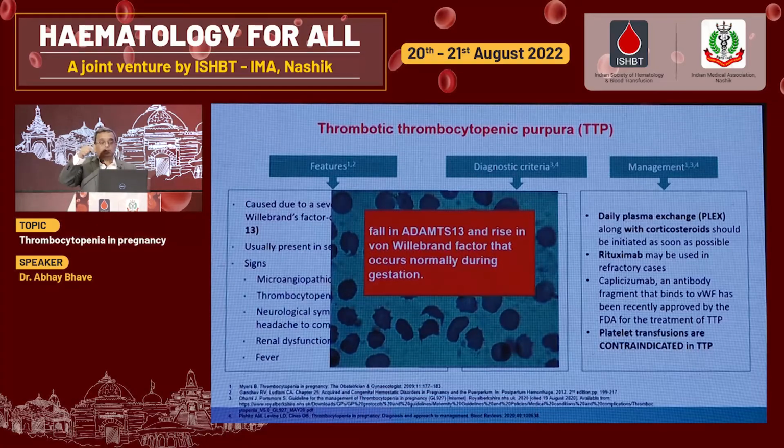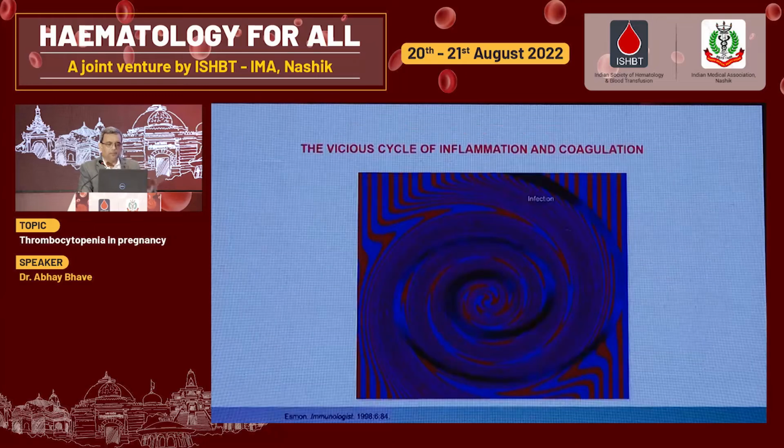A fall in ADAMTS13 and a rise in von Willebrand factor normally occurs in pregnancy. So what is happening here is that as ADAMTS13 is dropping in normal pregnancy, if it drops below 10%, your TTP comes up. So it all depends upon how much ADAMTS13 and von Willebrand factor the patient had to begin with. We assume everyone is normal, but then the rate of drop decides why some get TTP and some don't. So we are understanding these disorders on a pathophysiological level much better.